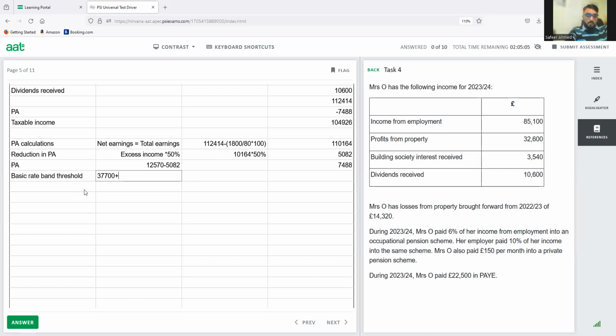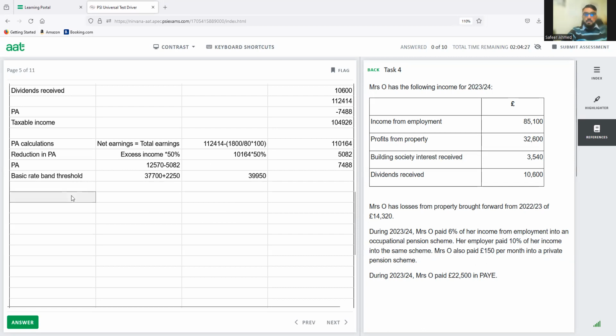So 37,700 plus 2,250, which is the gross personal pension contributions. On this amount, the basic rate band will be applicable, which is 20% for the savings and non-savings income. So 37,700 plus 2,250 gives you 39,950. Okay, so we determined the basic rate band threshold will be this much. Anything more than that will be higher rate in this question.